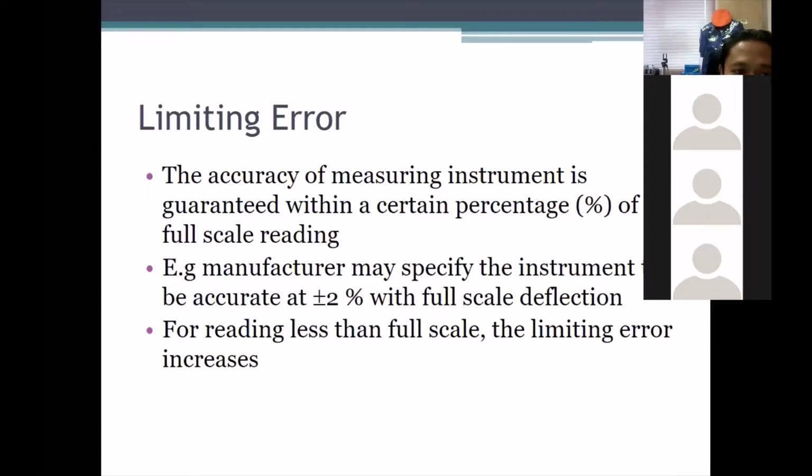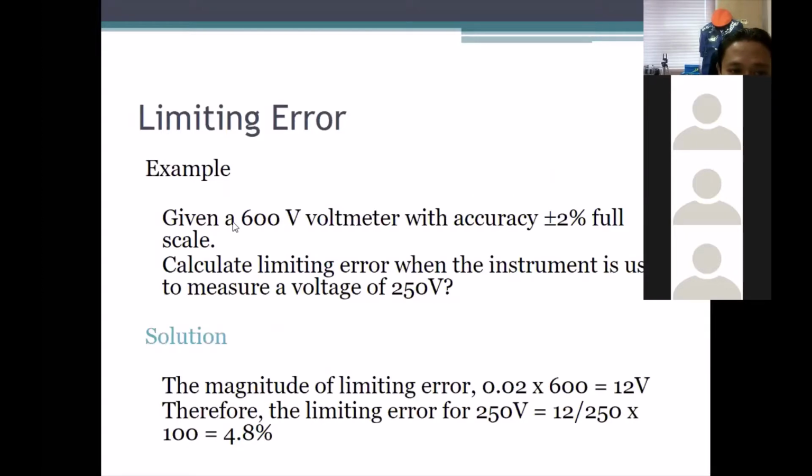The limiting error: the accuracy of a measuring instrument is guaranteed within a certain percentage of the full scale reading. For example, the manufacturer may specify the instrument to be accurate to plus minus 2% of full scale deflection. For readings less than full scale, the limiting error will increase. For example, like this. You can see this one.